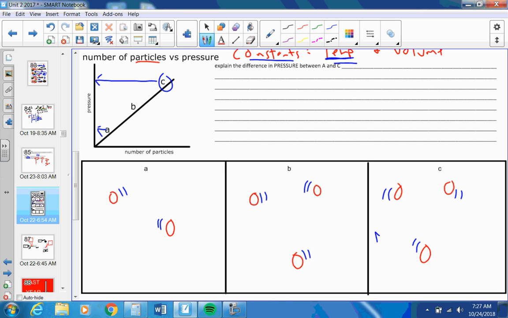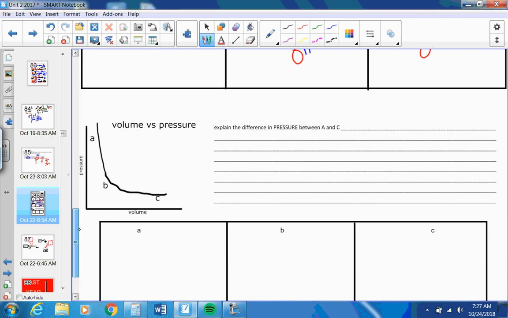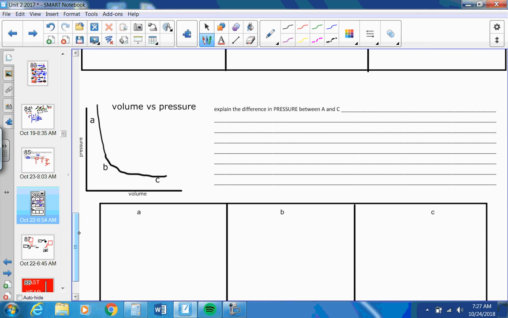But yet if I have more particles here, they're going to hit the walls with more frequency, or more frequently. Because there's more particles. Not because they're going faster, not because they're hitting with more force, just because when there's more particles, they're going to hit with more frequency on the sides of the walls. And the last one is volume versus pressure.